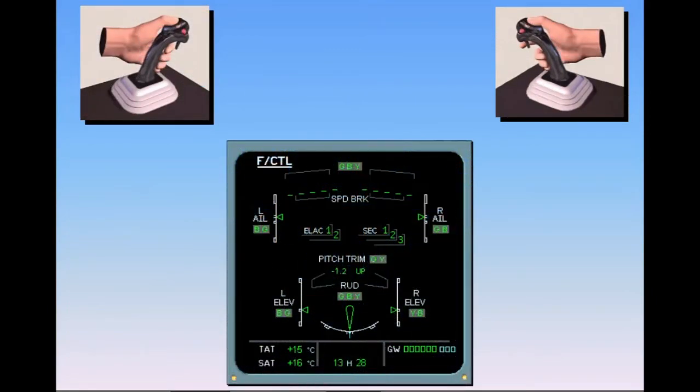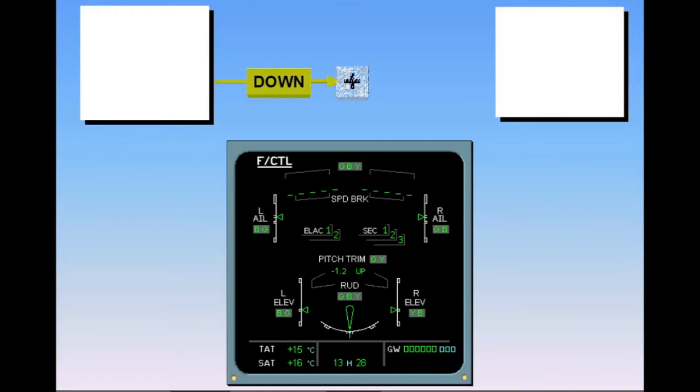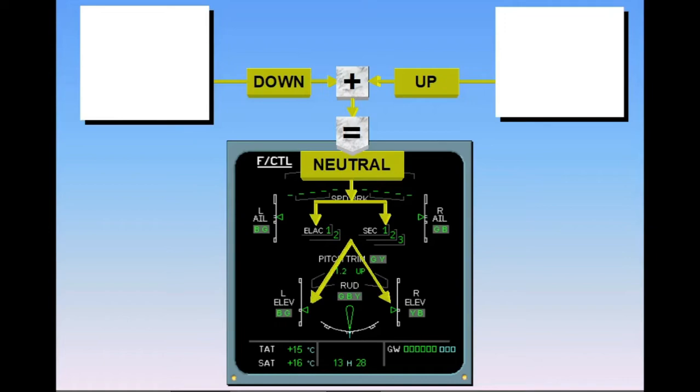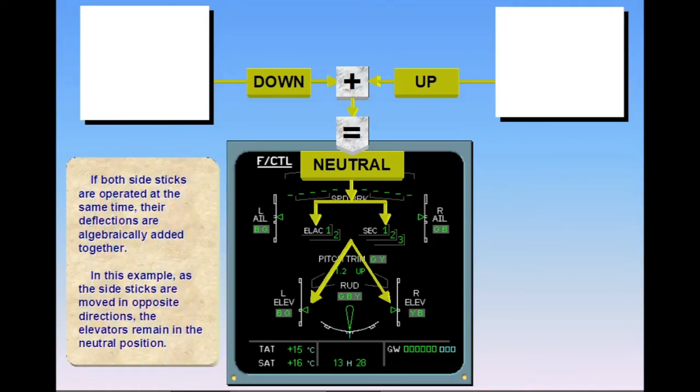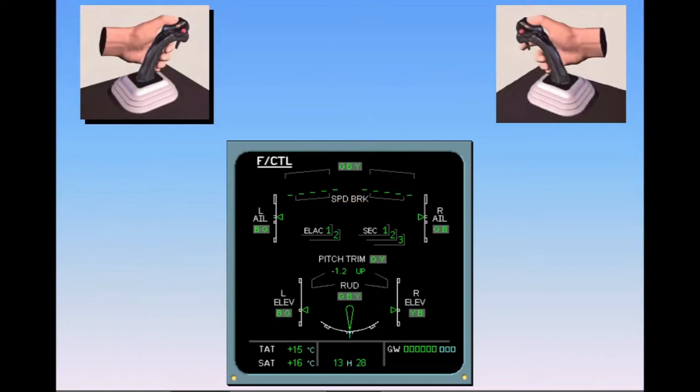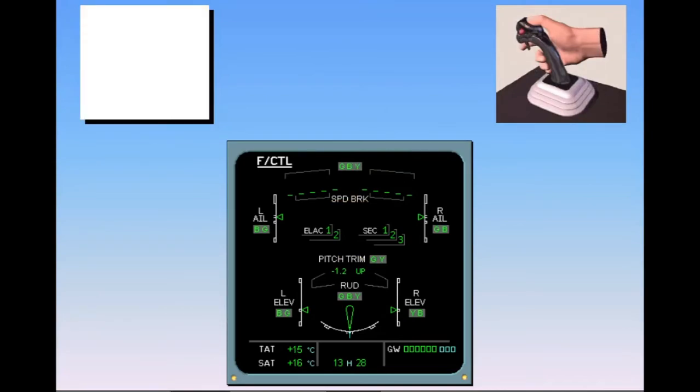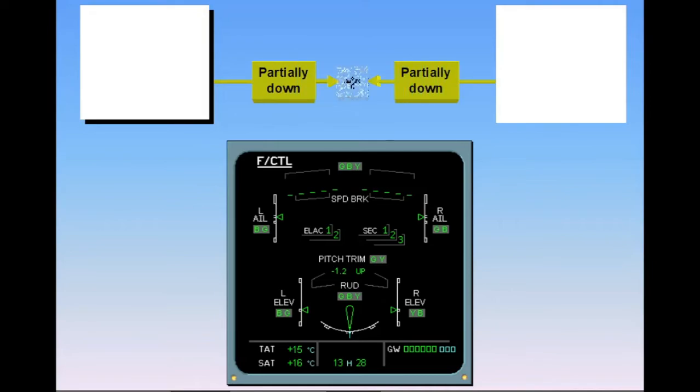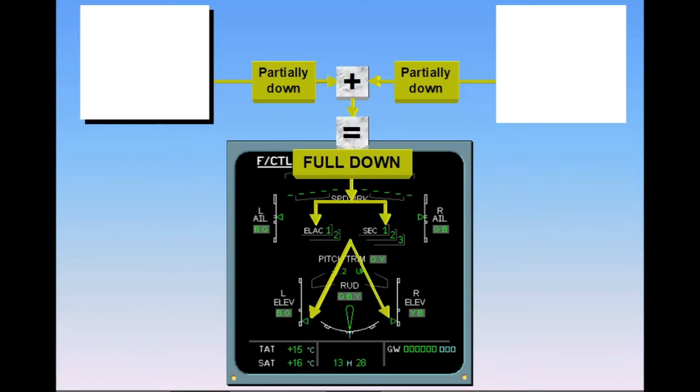If both side sticks are operated at the same time, their deflections are algebraically added together. In this example, as the side sticks are moved in opposite directions, the elevators remain in the neutral position. When both side sticks are moved in the same way, the total demand is never more than the full deflection on only one side stick. Here, as both side sticks are moved forward, the elevators achieve normal full down deflection, but no more.